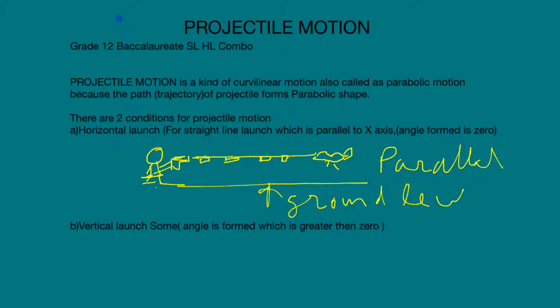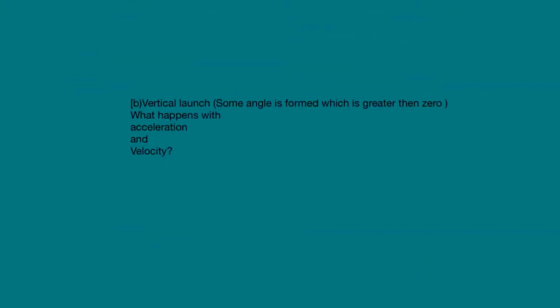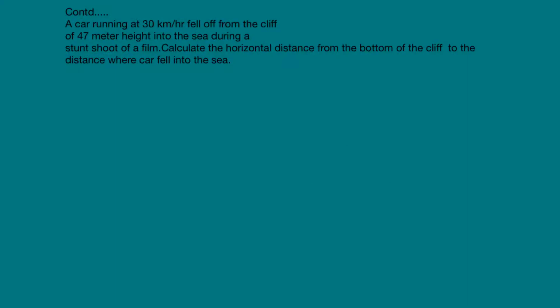So when it is going parallel to the x-axis or ground level, it is called a horizontal launch. For that we have to solve a few questions to understand how horizontal launch works. So I will take one question here for horizontal launch. You can see this is the question. A car running at 30 km per hour fell off from a cliff of 47 km height into the sea. Calculate the horizontal distance from the bottom of the cliff to where the car fell into the sea.